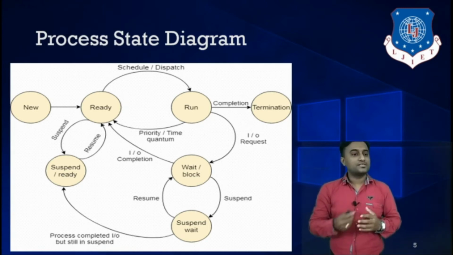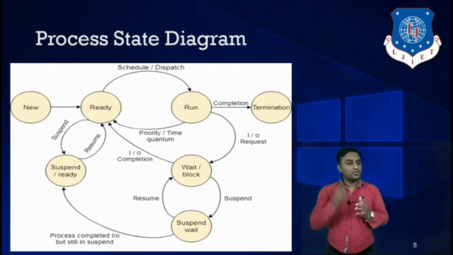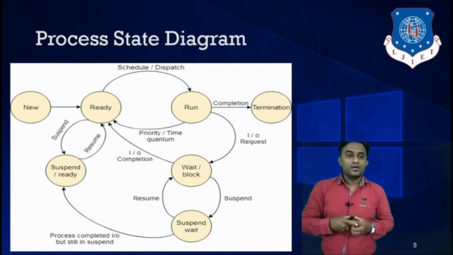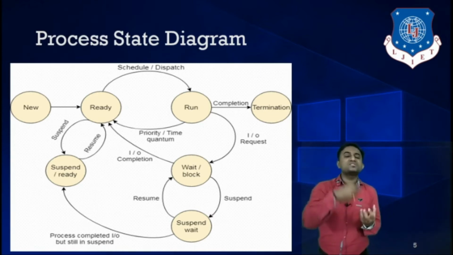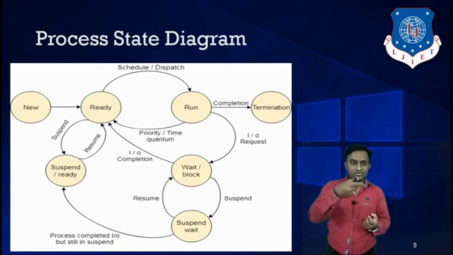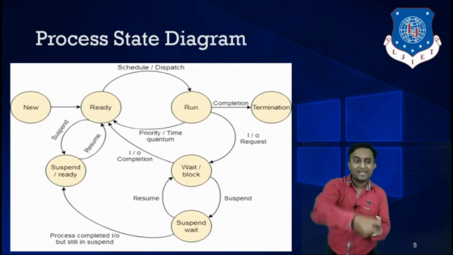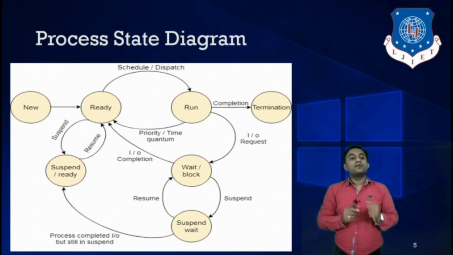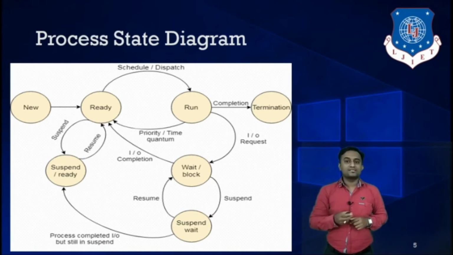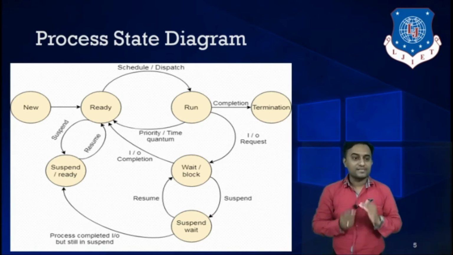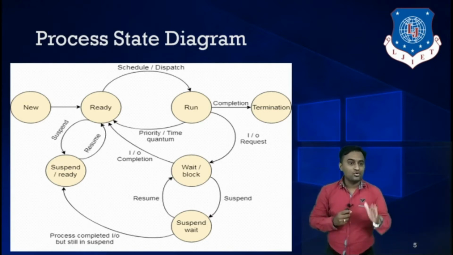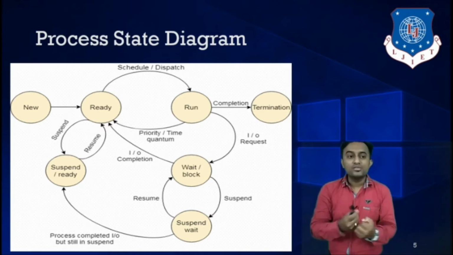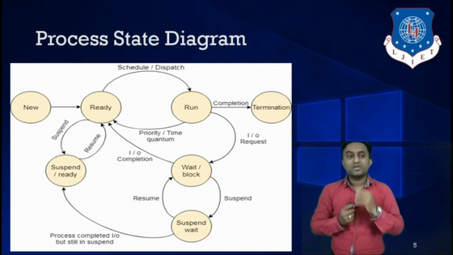We will discuss the scheduler in detail in the next session, but you need to keep these things in mind. The scheduler simply selects one process which is ready for execution in the ready queue. You can see the transition between the ready and running state, where I have mentioned schedule slash dispatch. The scheduler will schedule that process for execution, and then what will the dispatcher do?